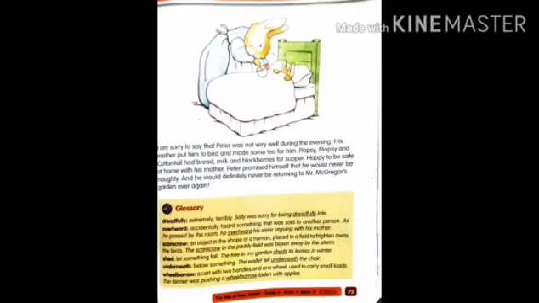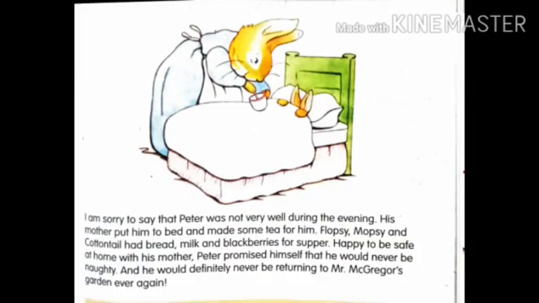So this is the last page of our lesson. Let us see what happened at the ending of the story. I am sorry to say that Peter was not very well during the evening. His mother put him to bed and made some tea for him. Flopsy, Mopsy, and Cottontail had bread, milk, and blackberries for supper. Happy to be safe at home with his mother, Peter promised himself that he would never be naughty and he would definitely never be returning to Mr. McGregor's garden ever again. Now, see here, I am sorry to say.